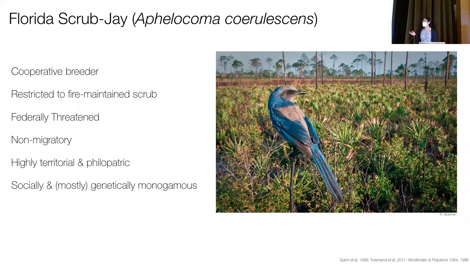There are a few aspects of the biology of these birds that make them really amenable to long-term demographic studies. They're non-migratory, highly philopatric, and territorial, which means we can follow the same individuals throughout their lifetimes. Their dispersal distances are short, so we can also follow the lifetimes of their descendants. They're socially and mostly genetically monogamous, with a very low extrapair paternity rate, so for the most part we can construct fairly accurate pedigrees from field observations alone.